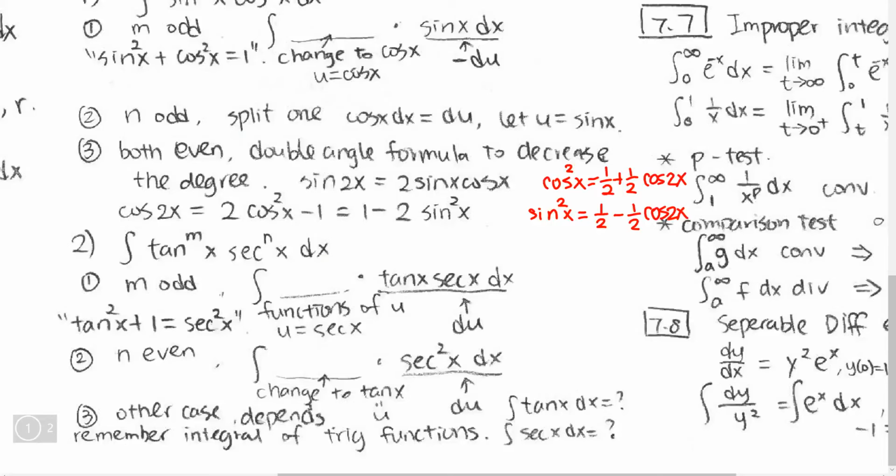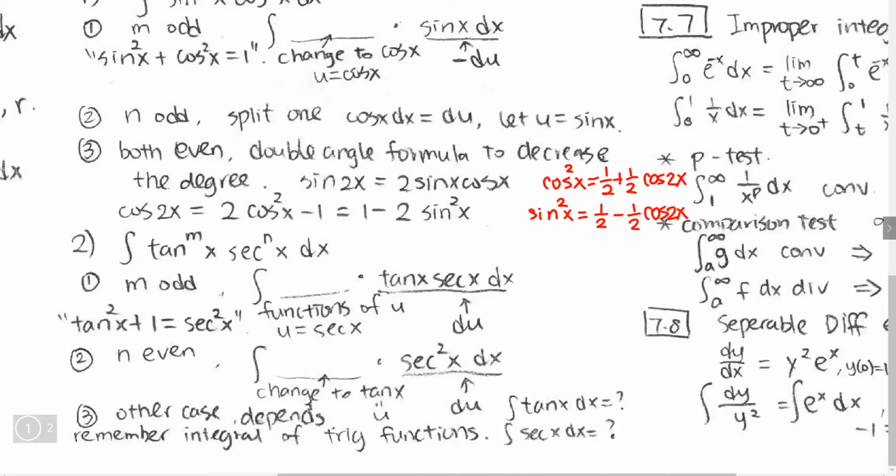The third case is when the power of tangent is even and the power of secant is odd. So in this case, it's hard. It requires some tricks, and it really depends on the problem. But you won't see this case in the exams.